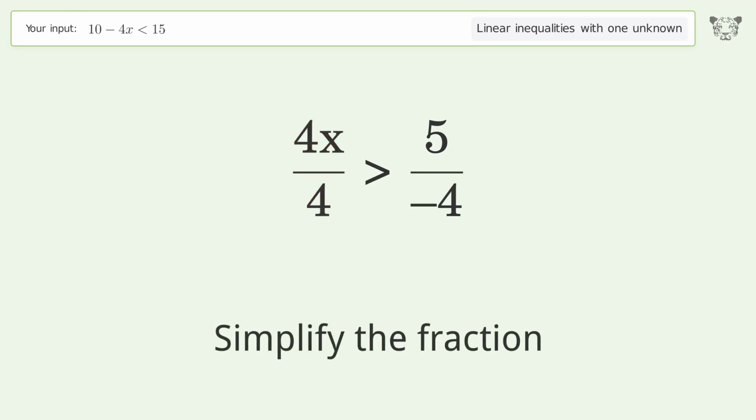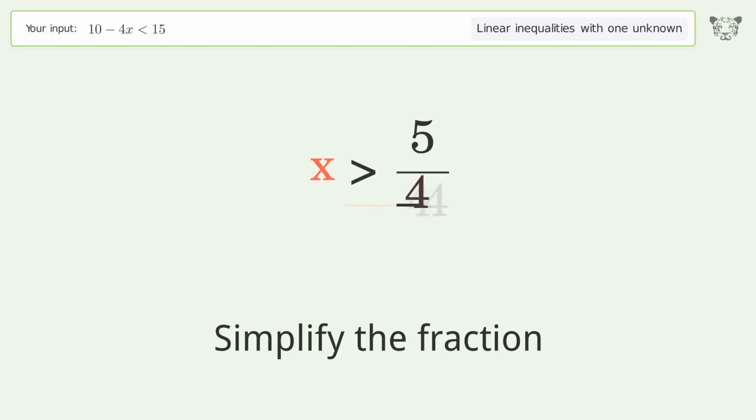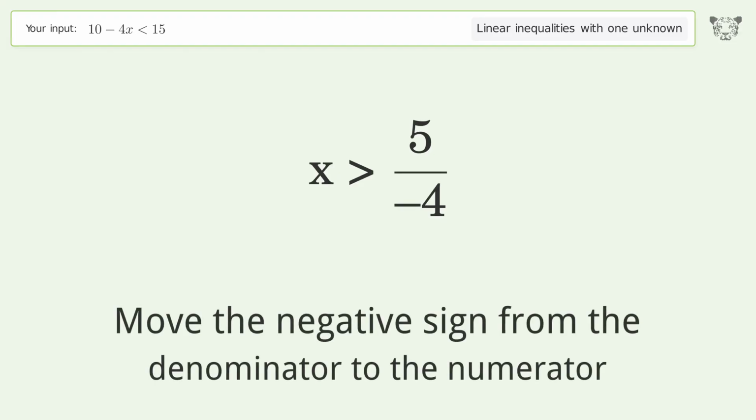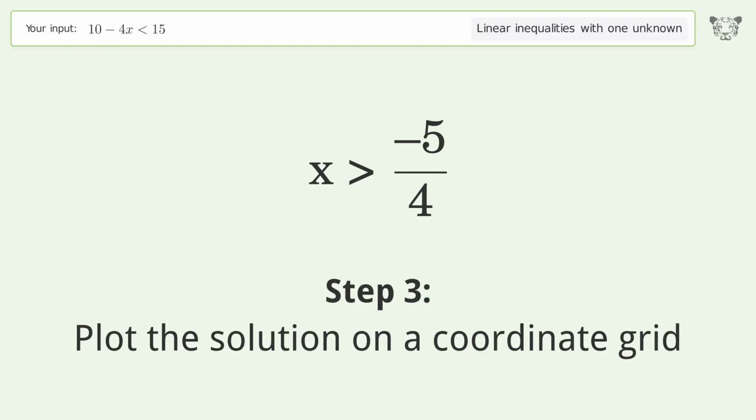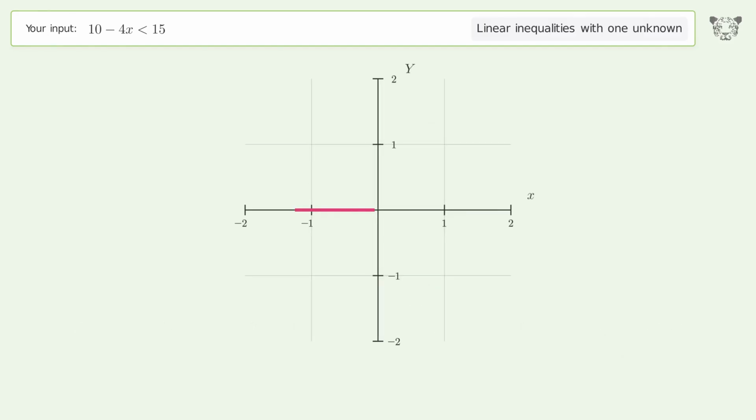Simplify the fraction. Move the negative sign from the denominator to the numerator. Plot the solution on a coordinate grid. And so the final result is x > -5/4 > -11/4.